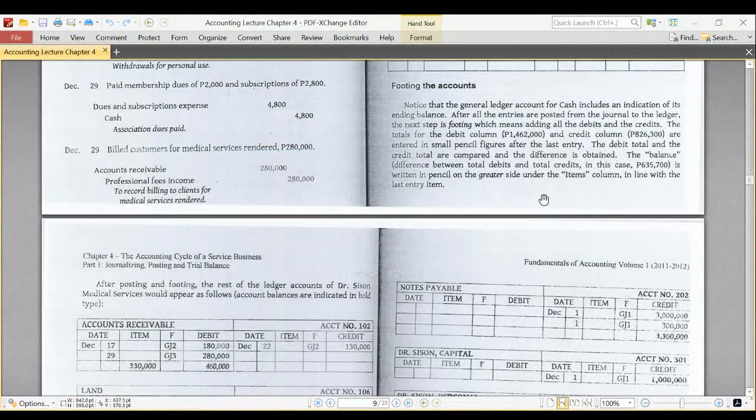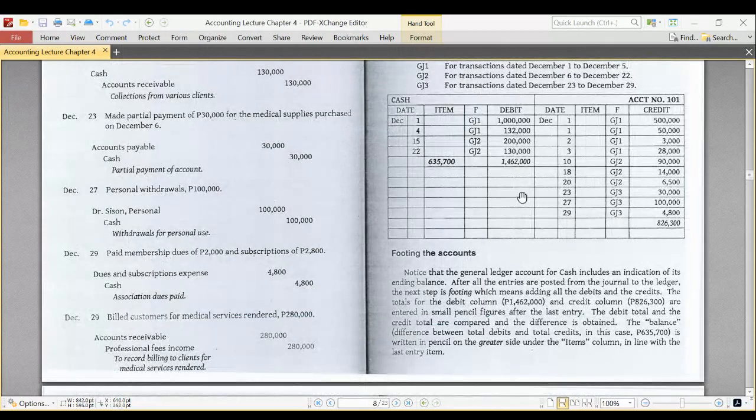Pag sinabi kong footing, ibig sabihin ng footing, you only add or you only get the balances at the end. Pag sabi mong foot, kunin mo yung balances sa pababa. You get the sum from all the transactions from the beginning until the end. Footing yun tawag doon. Pag cross-footing naman, horizontal. Pero pag footing, diretso lang.